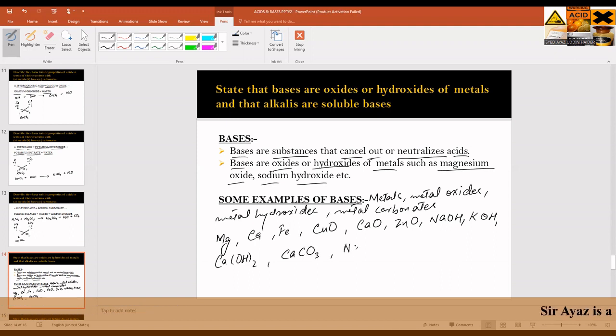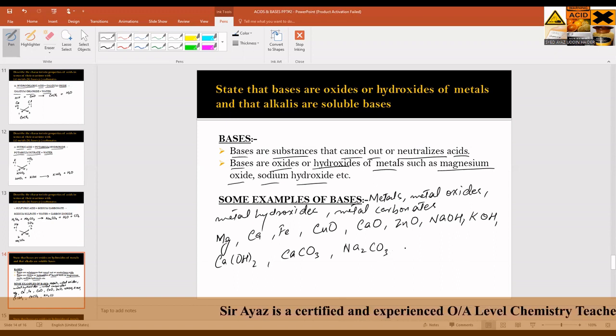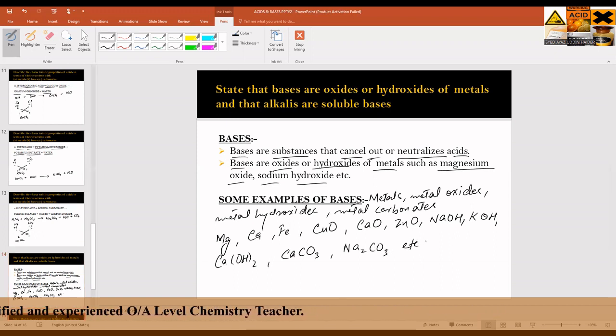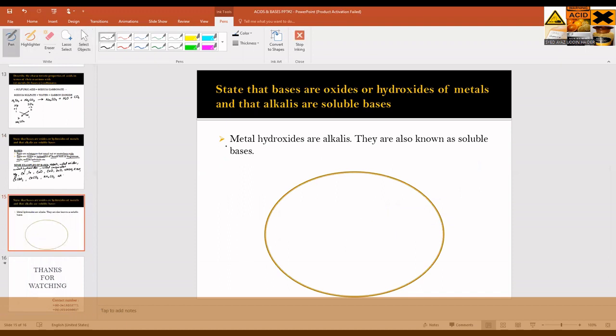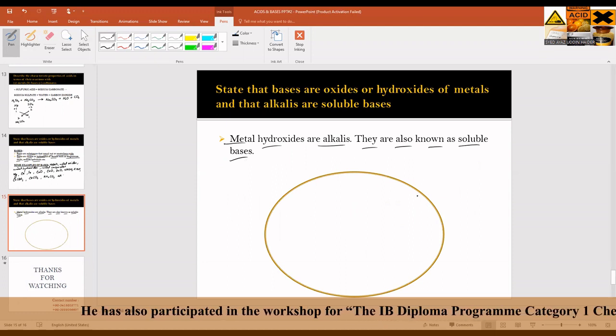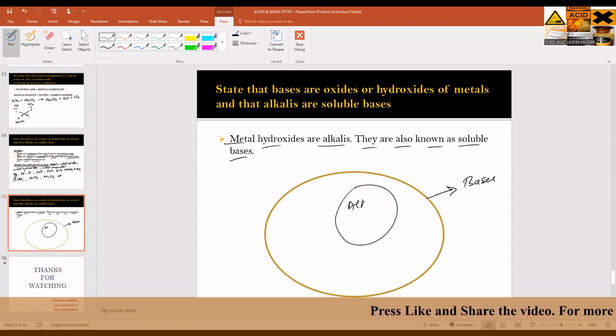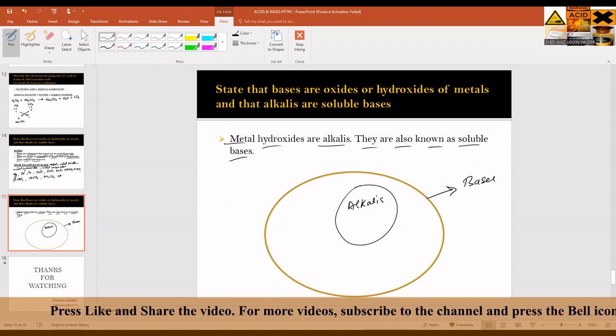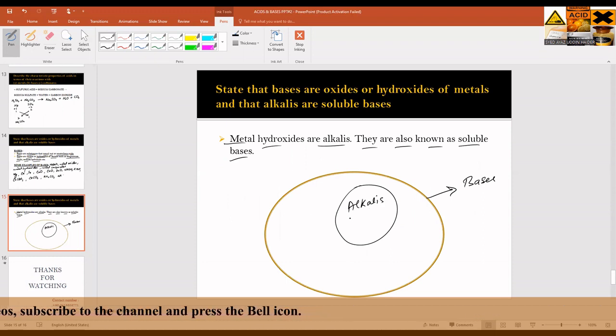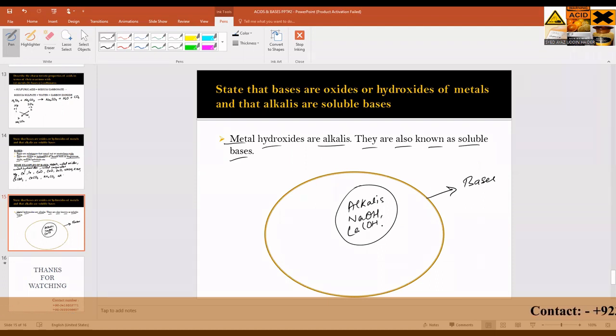sodium carbonate, Na2CO3, and there are so many examples, etc. Now recall one more thing, metal hydroxides are alkalis. They are also known as soluble bases. So consider this Venn diagram. This is of bases. So within this diagram, you have to make one more circle, which is of alkali. Alkalis are soluble bases. Metal hydroxides like NaOH, Ca(OH)2, etc.